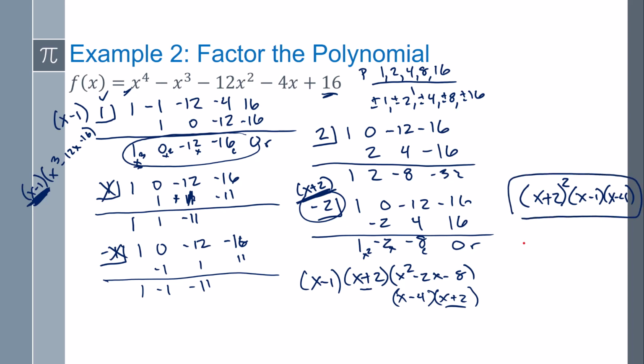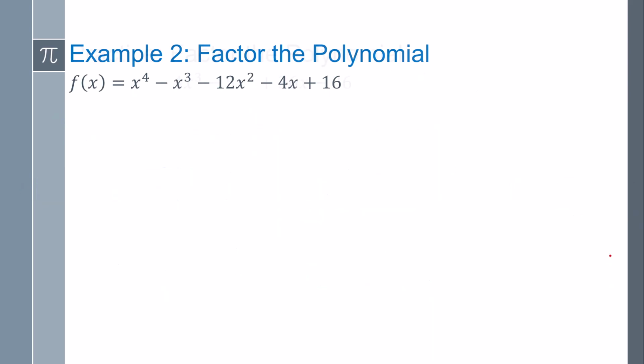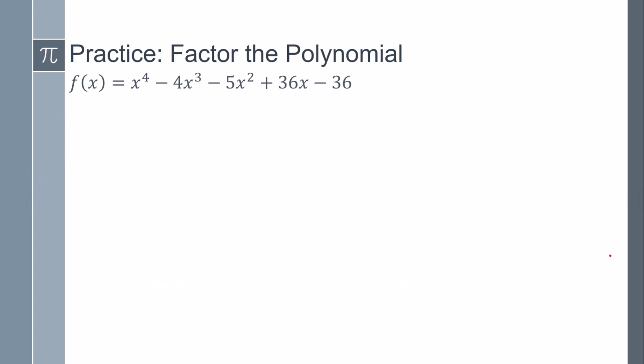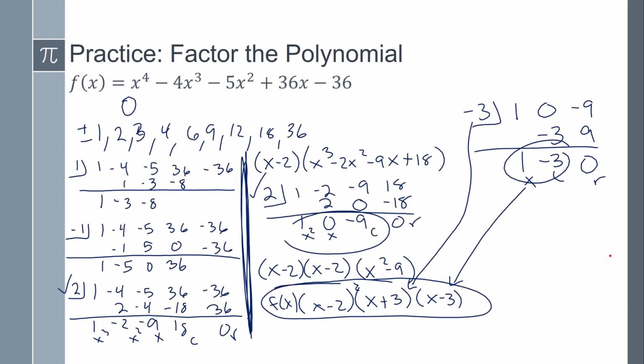If I wanted to say the zeros, it's not asking it, but if I wanted to, I'd say my zeros are that. All right, giving you guys a moment to practice it, and you can check your answer. So there is the answer.